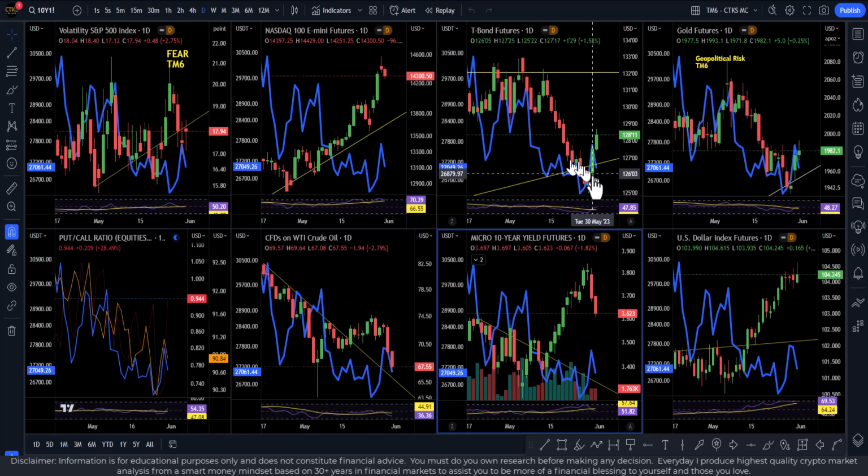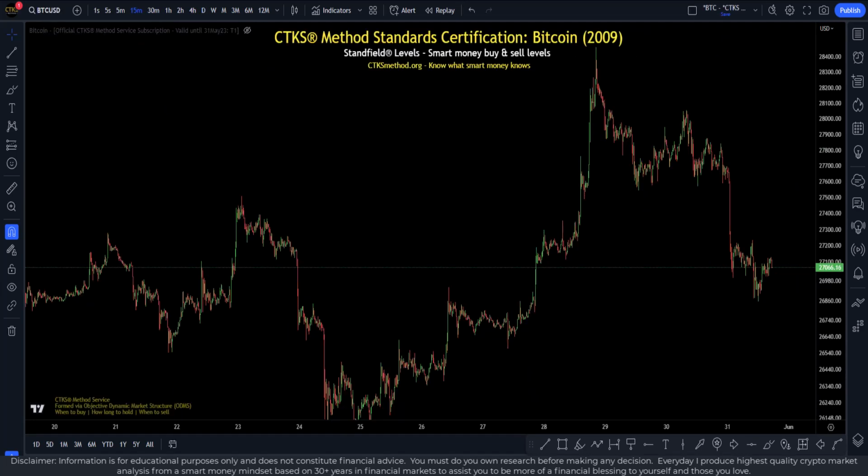Bitcoin is very risk sensitive. You'll notice that that blue line in the background had a bit of a wave down. And just remember that when you come to downtrends, you can get uptrends inside downtrends and downtrends inside uptrends. Bitcoin is a tier 1 chart because it's highly risk sensitive.